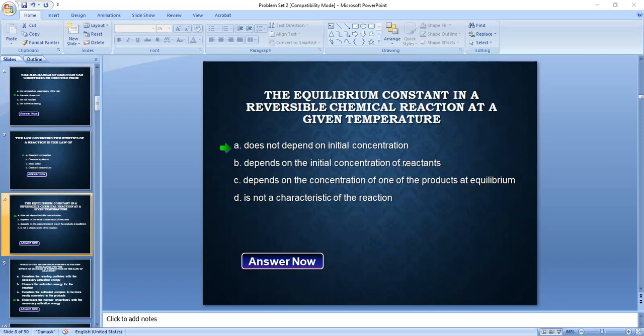Colleen, what does the equilibrium constant depend on? If it does not depend on the initial concentration, what does it depend on? The equilibrium constant, the K sub EQ for reversible reactions.